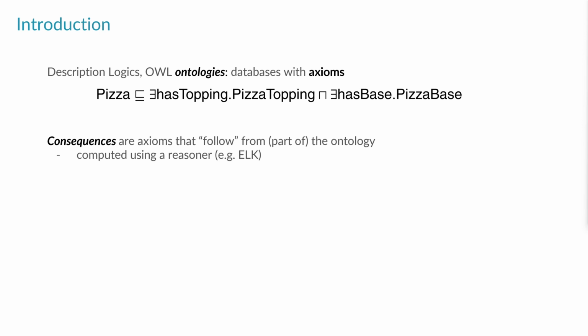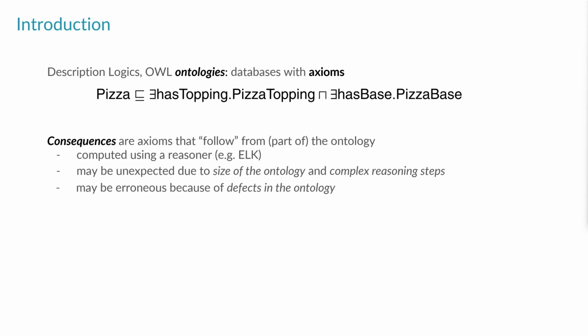These are special axioms that are not explicitly written in the ontology, but they follow or can be derived from an ontology using a reasoner. These consequences can be unexpected, considering the size of the ontology and the complex reasoning steps that may be involved in deriving them. Furthermore, the consequences may be wrong, for example, if something was modeled incorrectly in the ontology. This means that we need a way to support the understanding of these consequences, and also a way to repair them when they are erroneous.